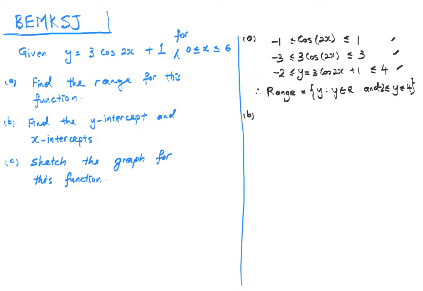Part B, I'm going to show you how I get the y-intercept. The x-intercept, I will do it later when you sketch the graph. So for part B, when you want to find the y-intercept, you put your x equal to 0. So 3 cos 0 plus 1. True fact, cos 0 is 1. So the answer is 4. All right?